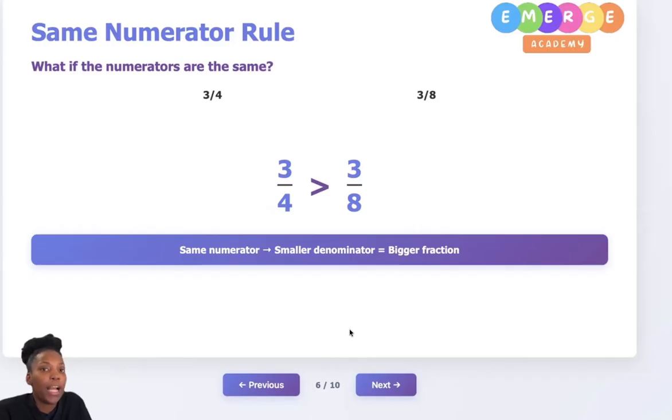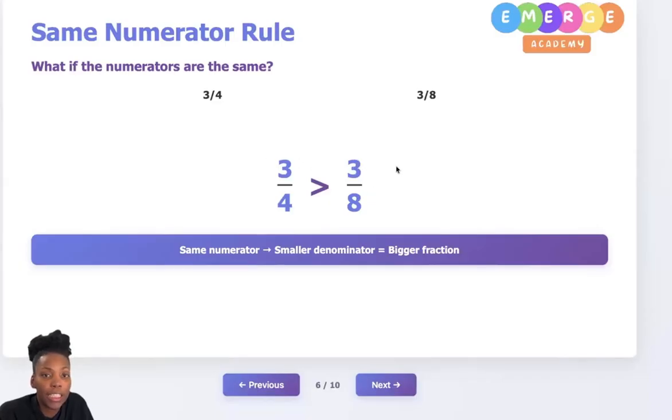Well, this is where our same numerator rule comes in. If we have the same numerator, we will look for the smallest denominator, and that will tell us which fraction overall is the bigger fraction. For example, we have here 3/4 and we have 3/8.